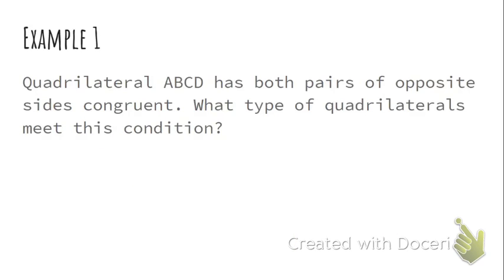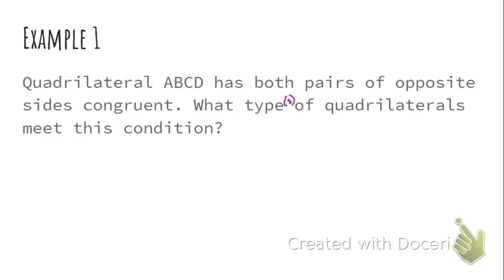So we've got a few examples today. We are mostly just going to be classifying different types of quadrilaterals based on information given to us. Quadrilateral ABCD has both pairs of opposite sides congruent. What type of quadrilateral or types of quadrilaterals meet this condition? So it could be type or types. Opposite sides congruent, both pairs.